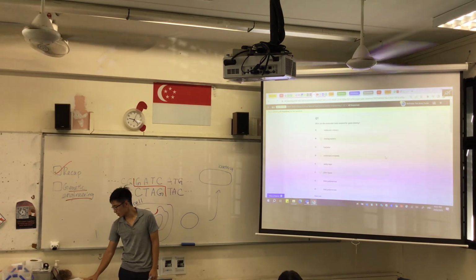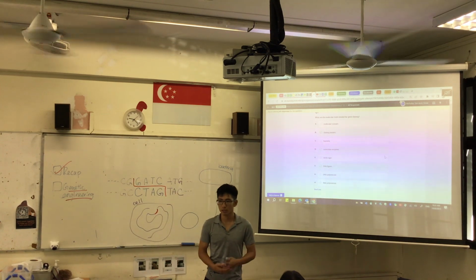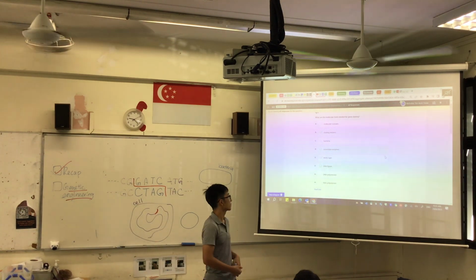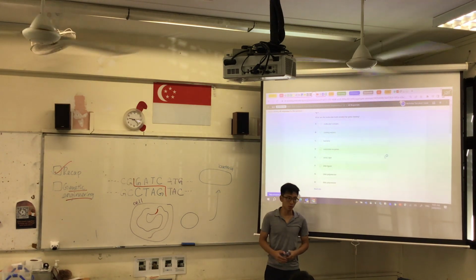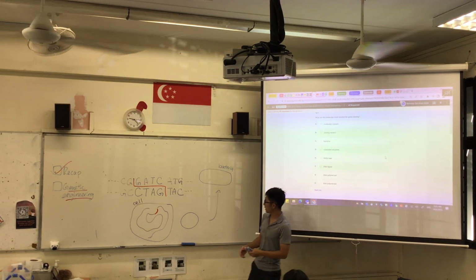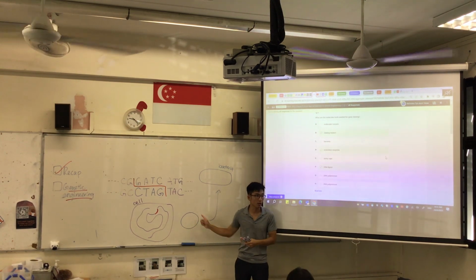Okay, so let's have a look. What are some of the molecular tools needed to clone genes? Make many copies of them. Number one, we need cloning vectors. What is a cloning vector? The cloning vector is, in this case, this particular circular ring.